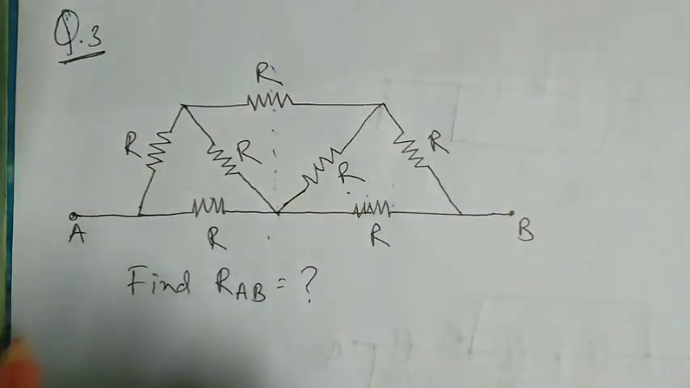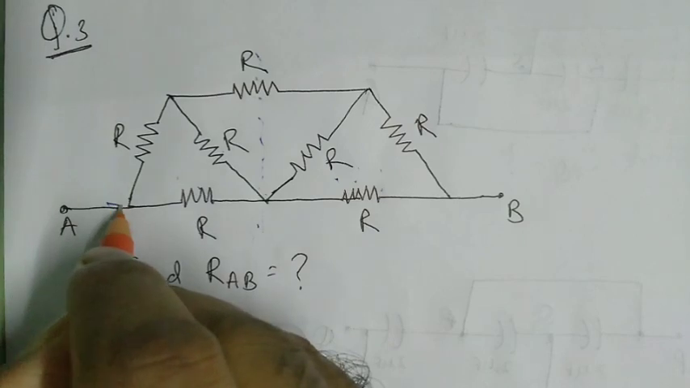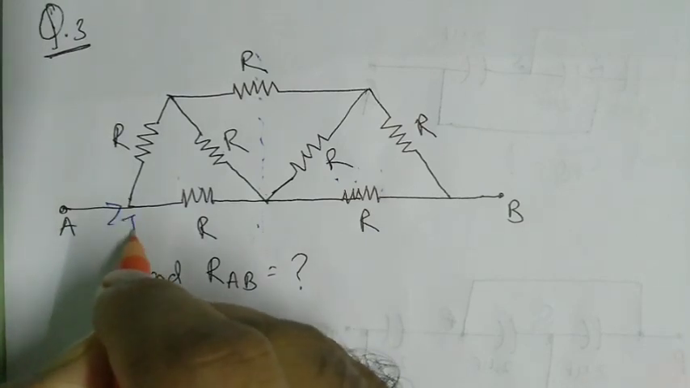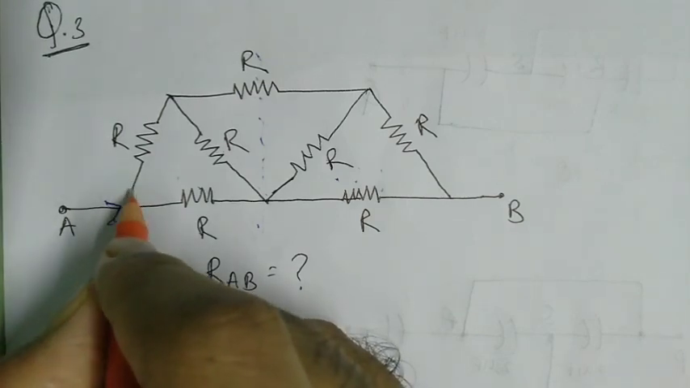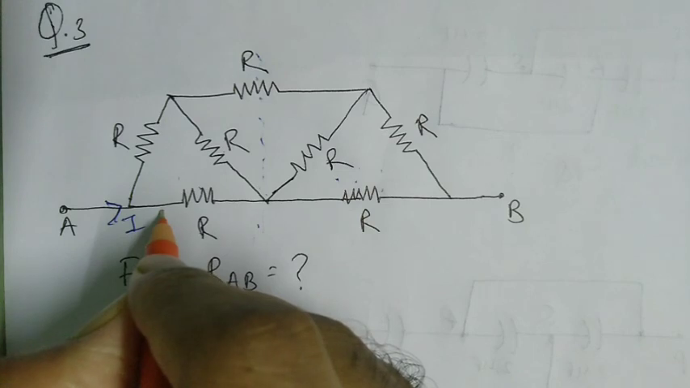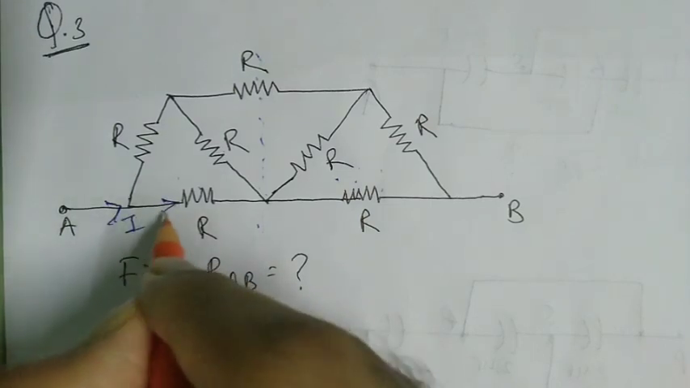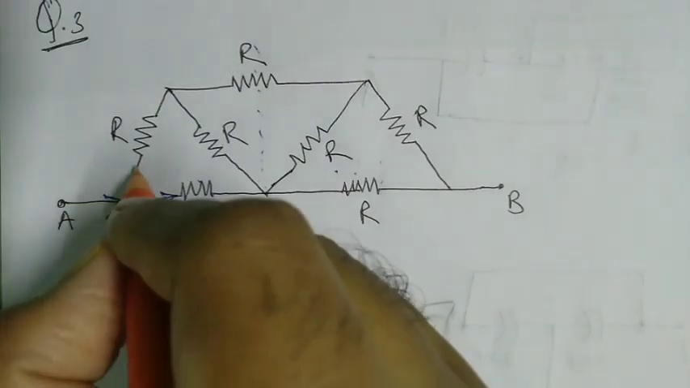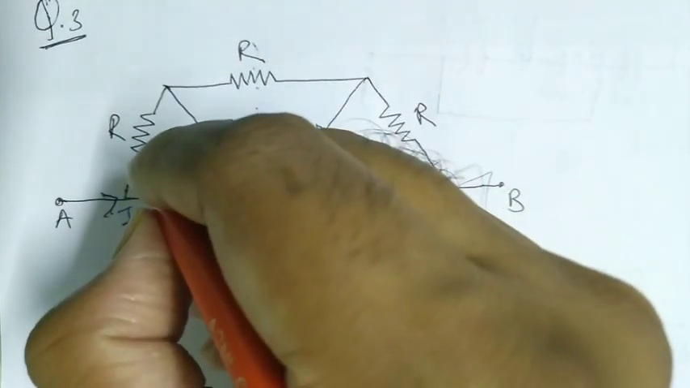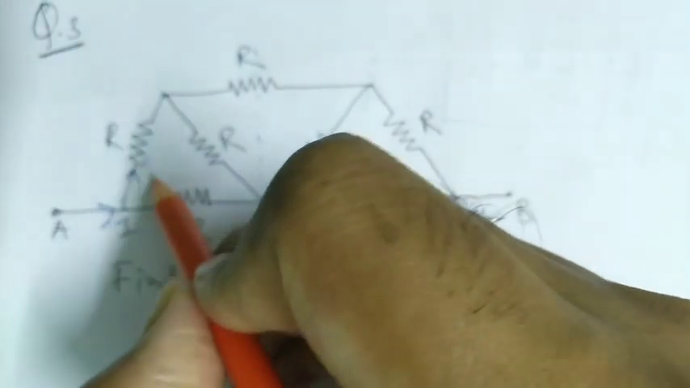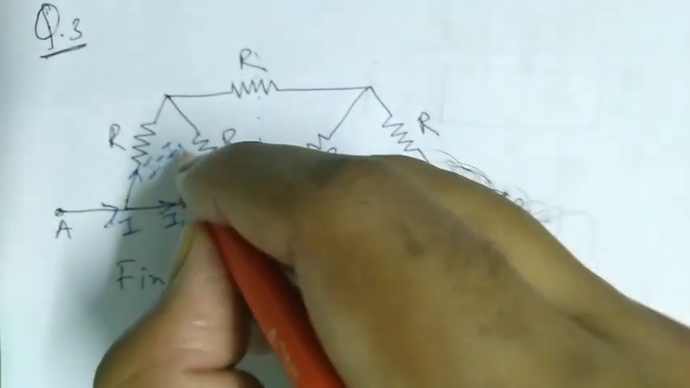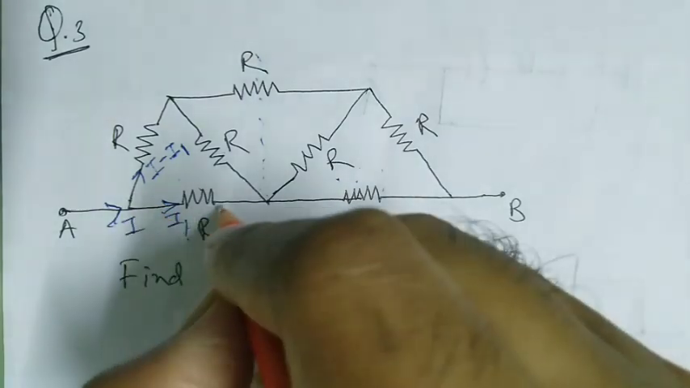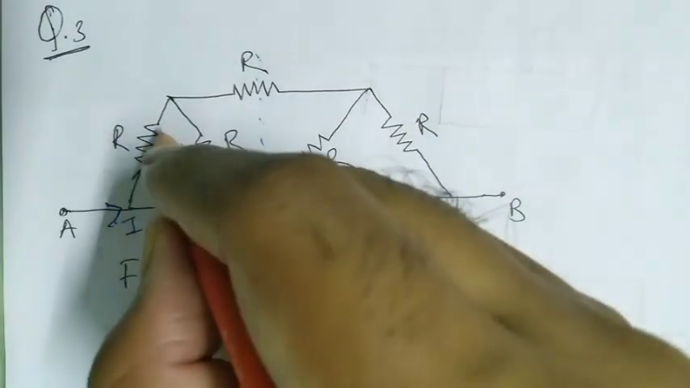So how to solve this? Solve this question like this. If the current entering through this node is I, and after entering through this node, the current will leave the node through these branches. Okay, so let the current flowing through this branch be I1. So what current will be flowing through this branch? Through this branch, the current flowing will be I minus I1, because I1 is flowing through this. So I minus I1 will be flowing in this direction.